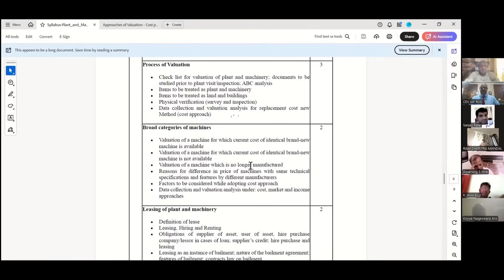Valuation of a machine which is no longer manufactured: you can do valuation by the market approach or income approach. Whether sinking fund method is used in machine depreciation? To find the depreciation, normally we are not using the sinking fund. Yeah, but we can use the sinking fund methodology of depreciation in real estate for the valuation of land and building when there is a leased out property.